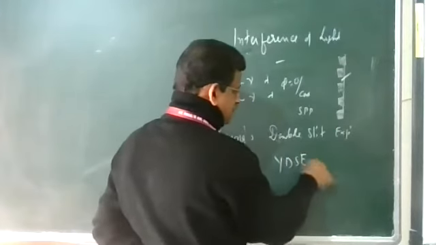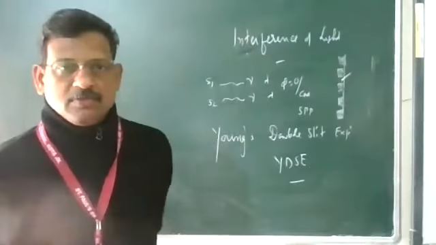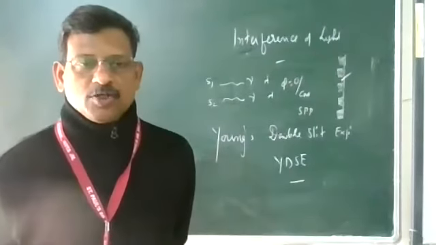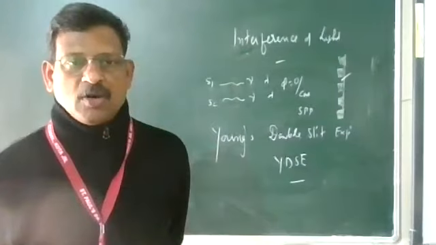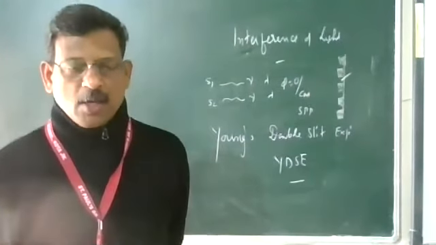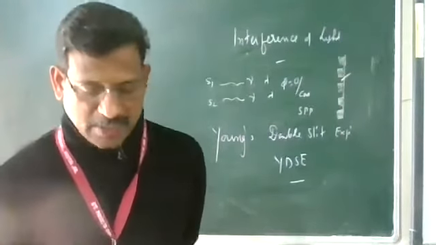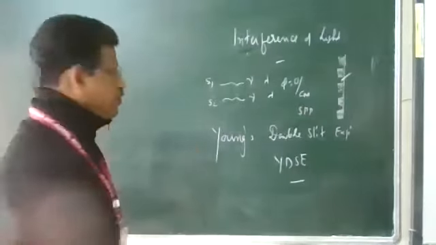Young's double slit experiment. So interference of light was experimentally verified and observed by Young. The experiment is called Young's double slit experiment. What is the experimental arrangement?